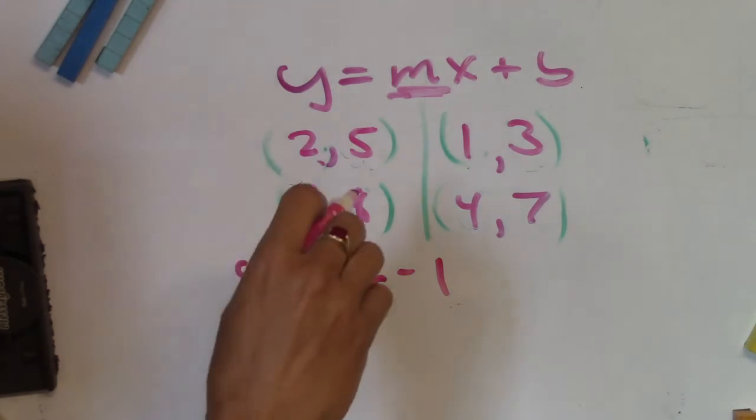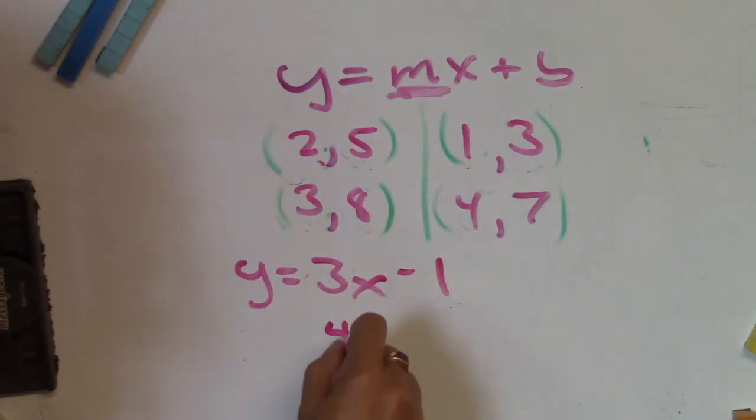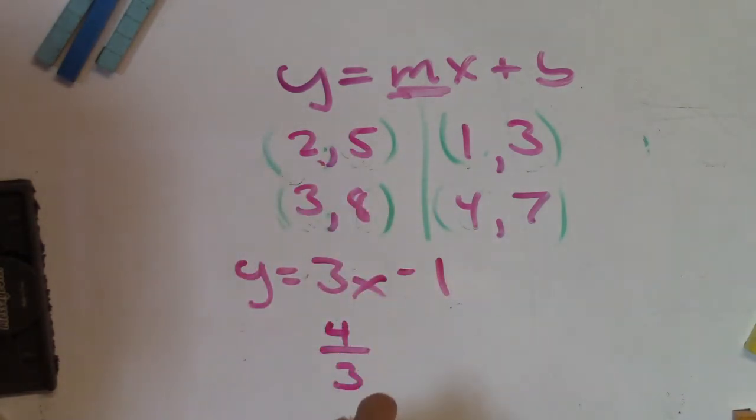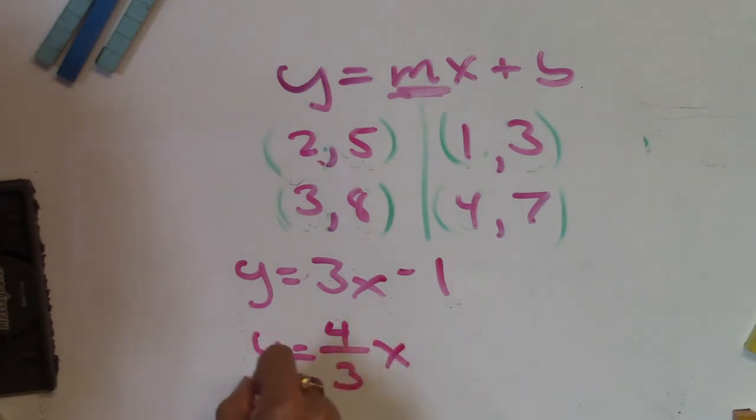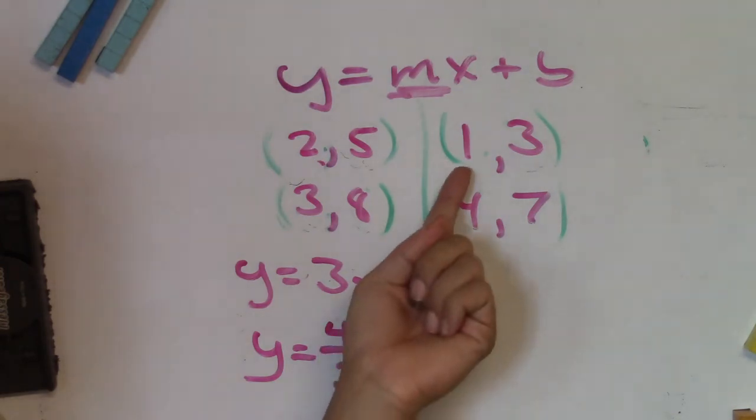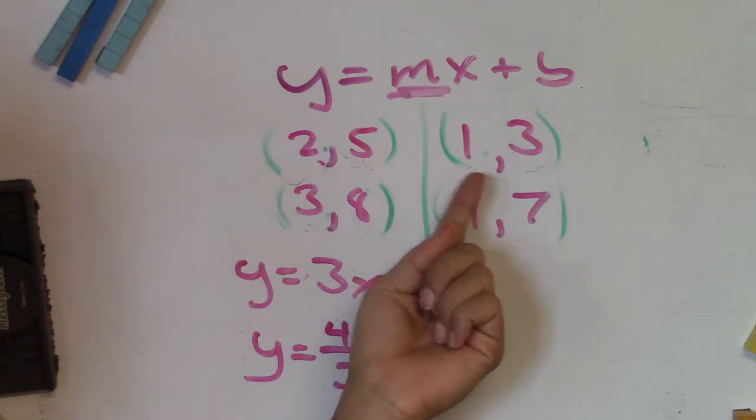All right, so let's see here. I like 4 over 3, because that's what it is, times x. Now I have an issue. When I put 1 in for x, I don't get 4/3. It's not 4/3, it's 3.